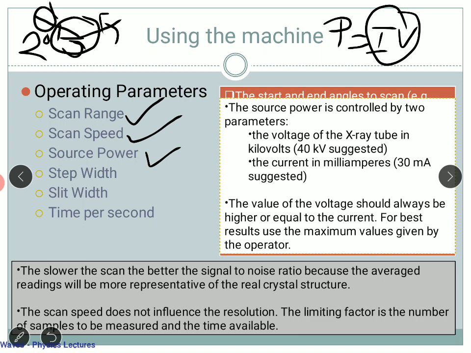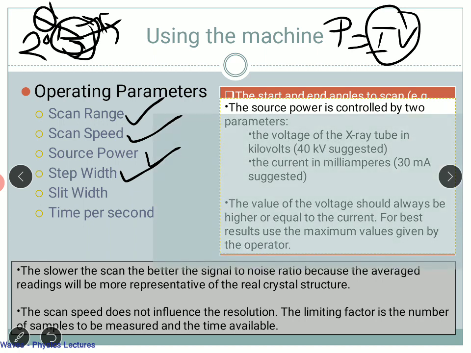Next we have something called the step width. Basically you want to scan at what angle? Let's say you are rotating the sample, and you want to rotate it at every step. You want to rotate it at 0.1 degree or 0.2 degree and so on. That is what is called the step width.